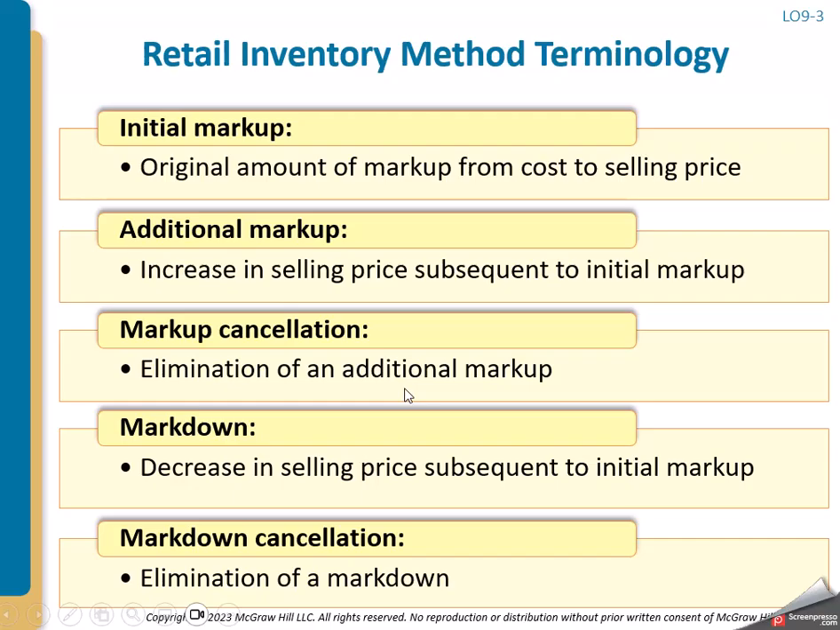You could then say, okay, then it changes and now the scare of bread is over. We've got tons of bread coming in. We can reduce that markup and bring it back down.